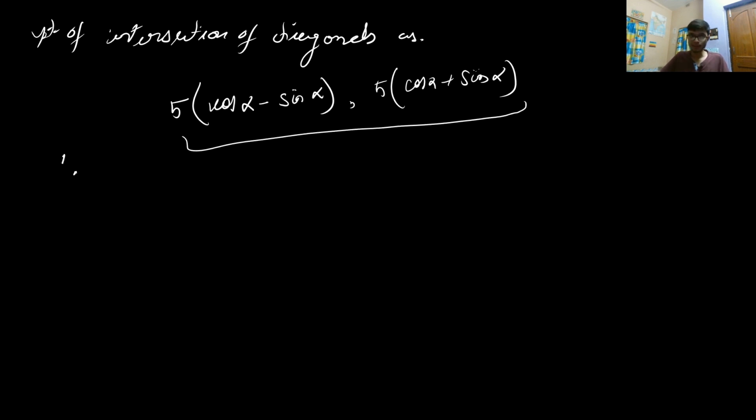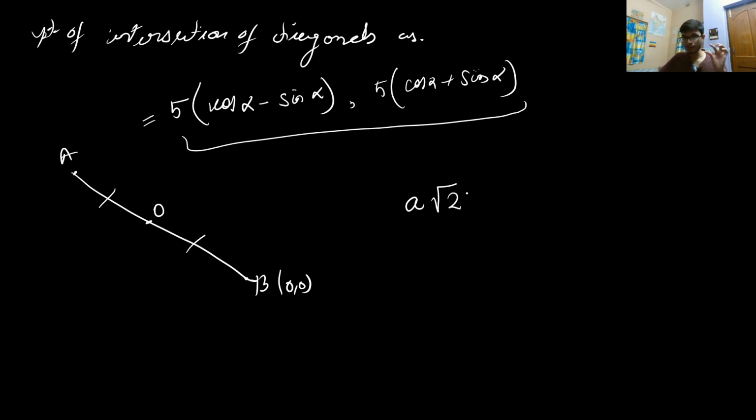And if you look at this point A and the intersection point, which I am labeling as O, and B, what I was saying, that 0 comma 0 lies on this line, is true. If you look at the midpoint of A and B, if B is equal to 0 comma 0, then the midpoint is 5 into cos alpha minus sin alpha comma 5 into cos alpha plus sin alpha, because the coordinate of point A is 10 into cos alpha minus sin alpha comma 10 into cos alpha plus sin alpha. So O is the midpoint only when B is the origin. That means the point B is 0, 0. And in a square, the length of the diagonal is the side times root 2.